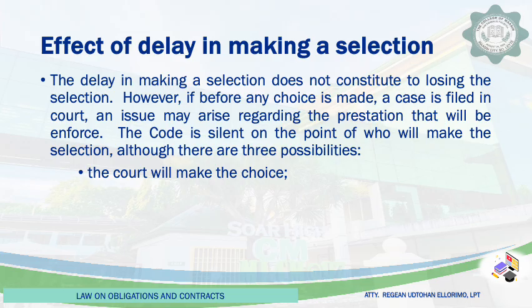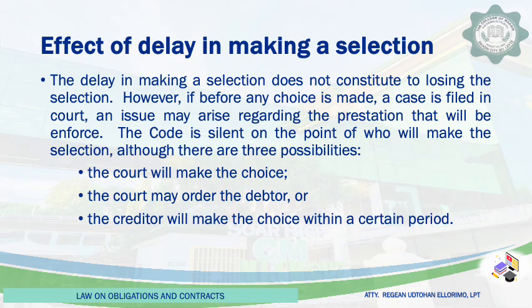However, complications may arise if a case is filed. Now, if the matter is brought to court before any selection is made, so a case is filed before the debtor has selected, the court will need to determine which prestation should be enforced. The Civil Code does not explicitly say who will make the selection in such cases. But in practice, any of the following may happen. The court itself makes the choice, the court orders the debtor to make the choice within a given period, or the court authorizes the creditor to choose if the debtor unjustly delays.